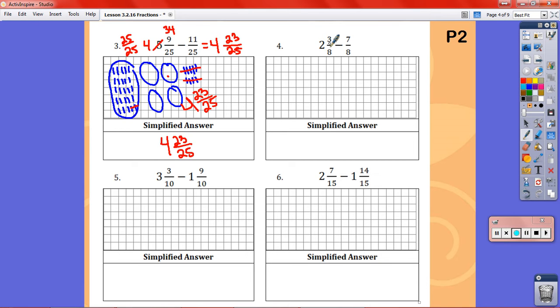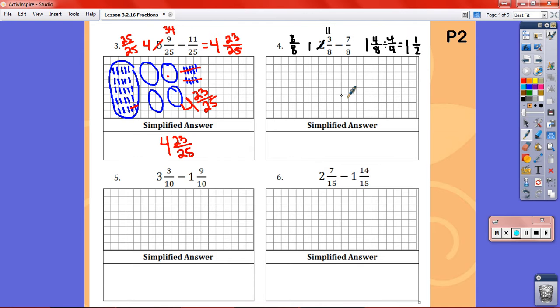Let's do the same thing here. 2 and 3/8 minus 7/8. Well, I can't take 7 away from 3, so I'm going to go ahead and borrow 1. So this becomes a 1. I borrowed 1, which is the same as 8 out of 8. So 8 and 3 makes 11. So we have 1 and 11/8 minus 7/8. 11 minus 7 is 4. So we have 4/8. 1 minus no other whole numbers is still 1. And then we would need to simplify. 4 is half of 8, which means that I can divide by 4 and get 1 and 1/2.